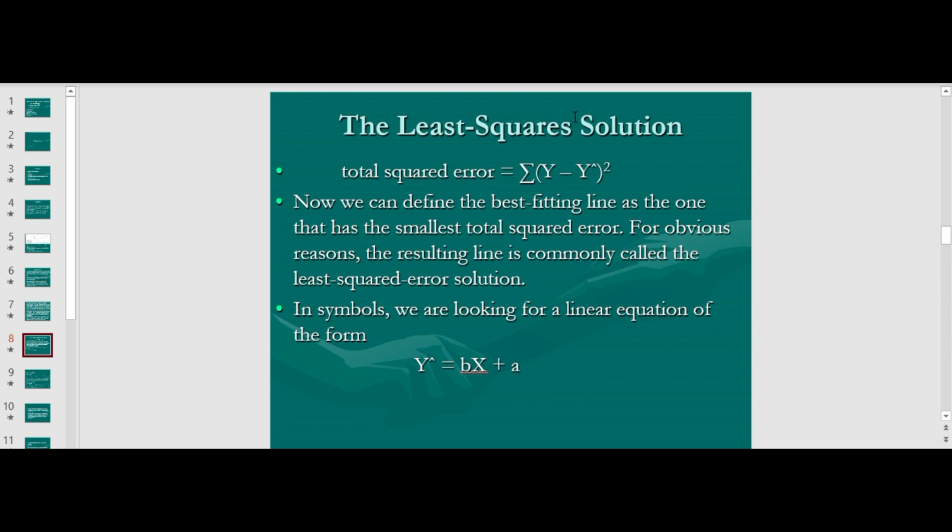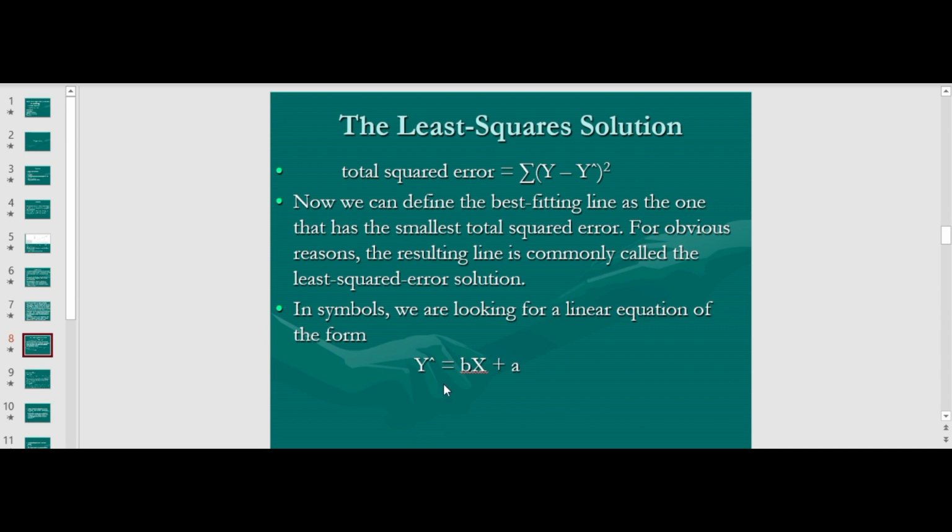इसका सॉल्यूशन किया गया लीस्ट स्क्वायर सॉल्यूशन से। Total squared error is equal to the sum of (y minus y hat) squared. Now we can define the best fitting line as the one that has the smallest total squared error. Now, for obvious reason, the resulting line is commonly called the least square error solution. In symbol, we are looking for the linear equation of the form y hat is equal to bx plus a.